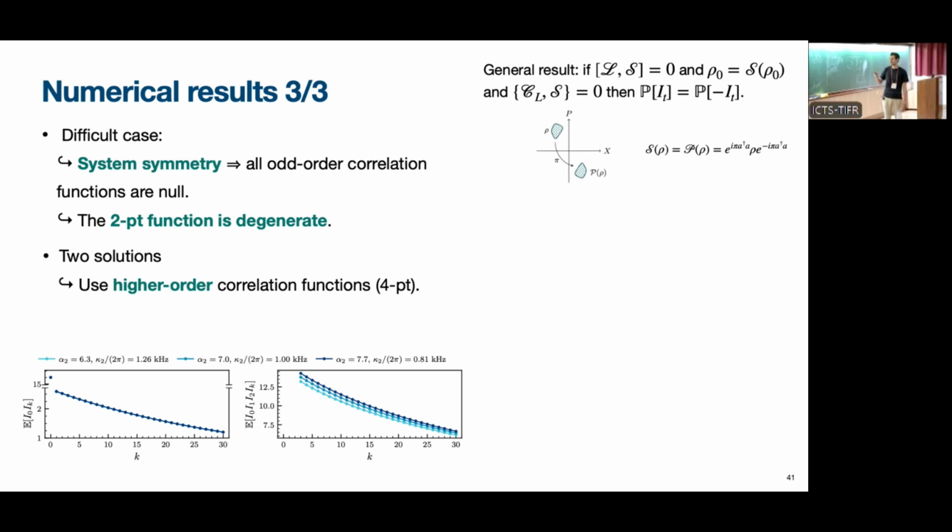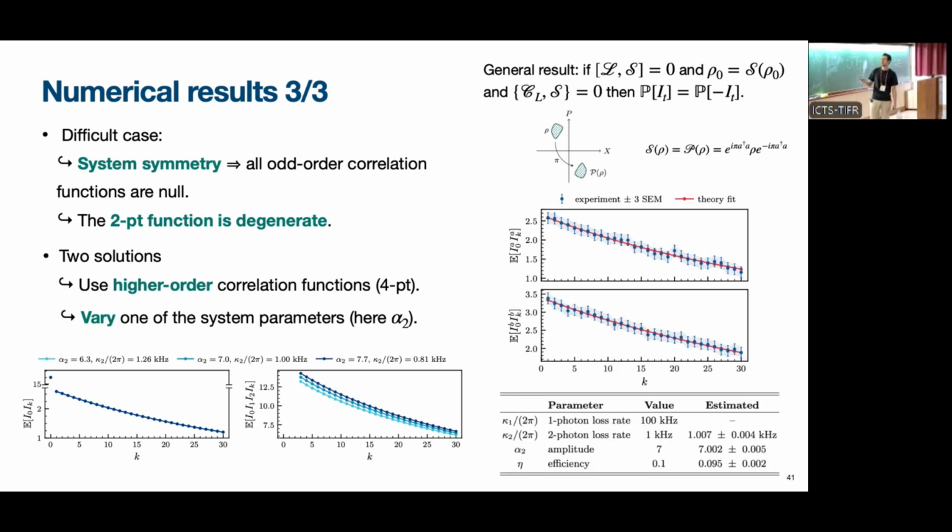Either you go up to the 4-point function, and this will actually lift the degeneracy. Or another solution is to use the controls available and to measure the two-point function in different combinations of controls. So in this case, we could vary alpha 2, measure the two-point functions in a different configuration. Okay, so this is again numerical data, and we fit the two-point function to recover the parameters with good precision.